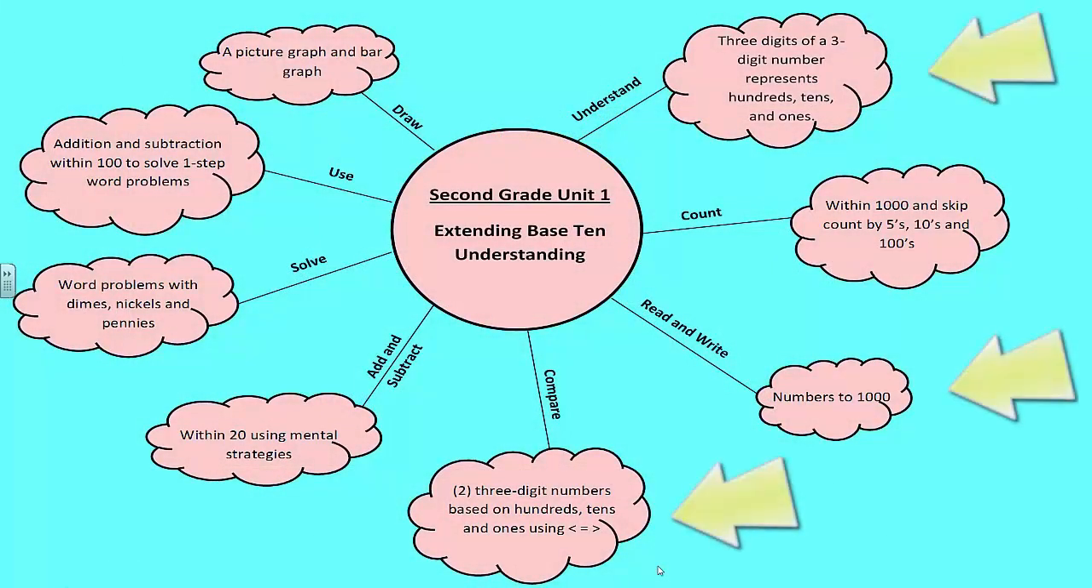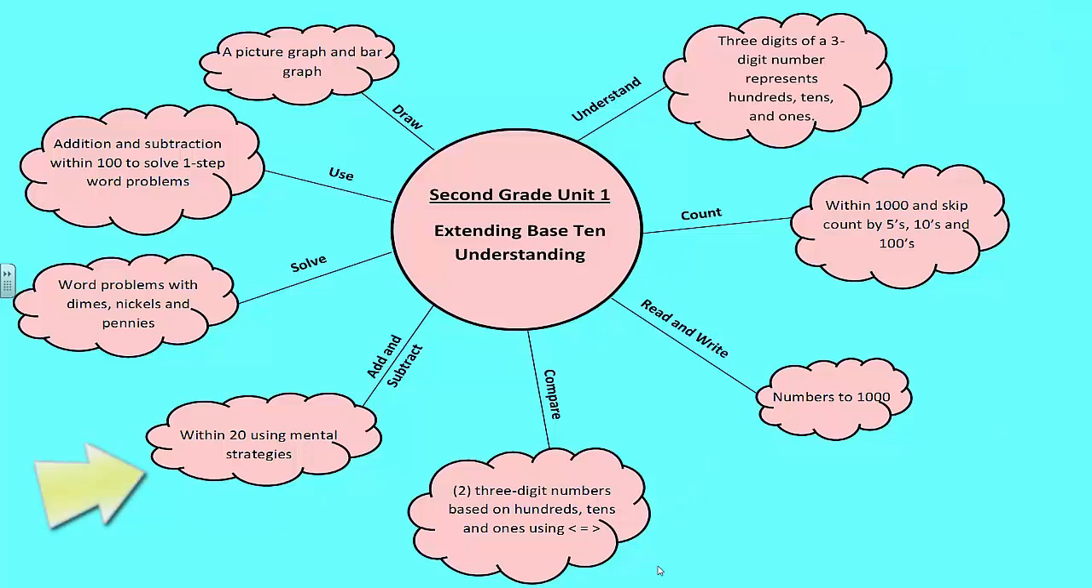In this unit, students will be able to read and write, compare, and understand the place value of numbers up to 1,000. Students will be able to use mental math as well as other strategies to add and subtract numbers, skip count by fives, tens, and hundreds, solve one-step word problems using addition and subtraction strategies, as well as solve word problems that involve money. Students will also be able to draw and read pictographs and bar graphs.